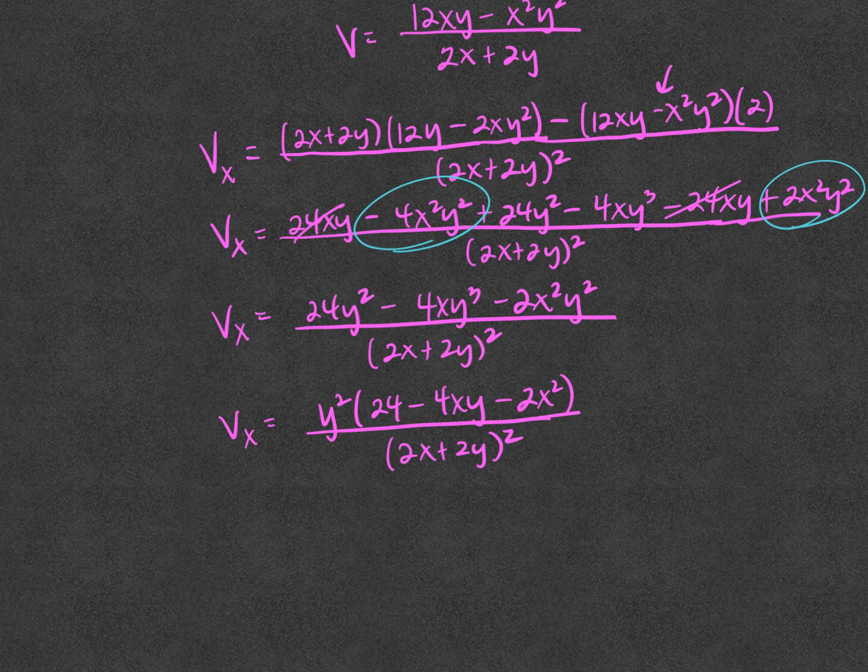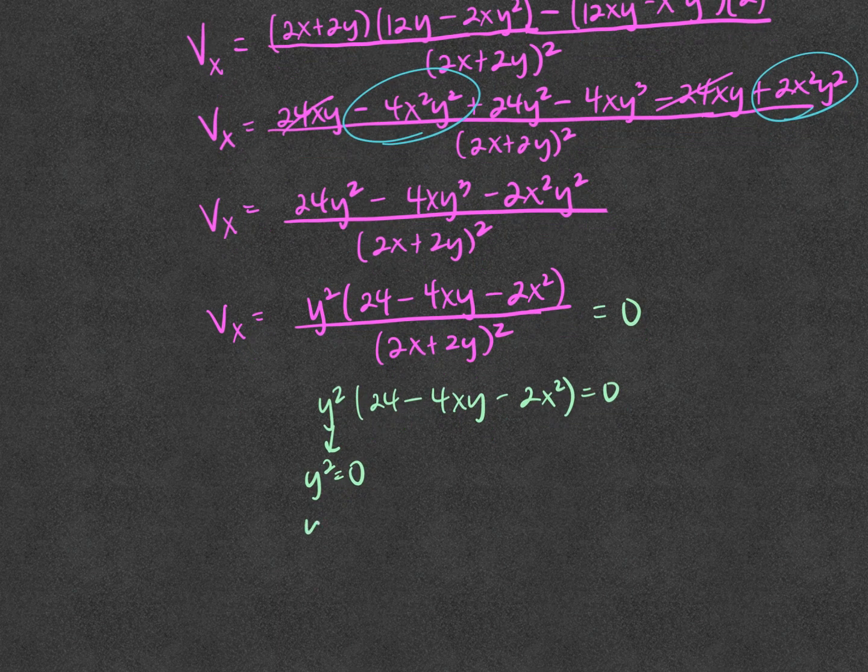Yay! Now we need to set it equal to 0 to find our critical point. Good news. If you put 0 over 1 and cross multiply, you get the numerator. So we're going to say y squared times 24 minus 4xy minus 2x squared equals 0. So y squared equals 0, so y equals 0. Now that's not helpful because that would give us a volume of 0, and that is not a maximum volume. That is not a minimum volume either. That is not a box.